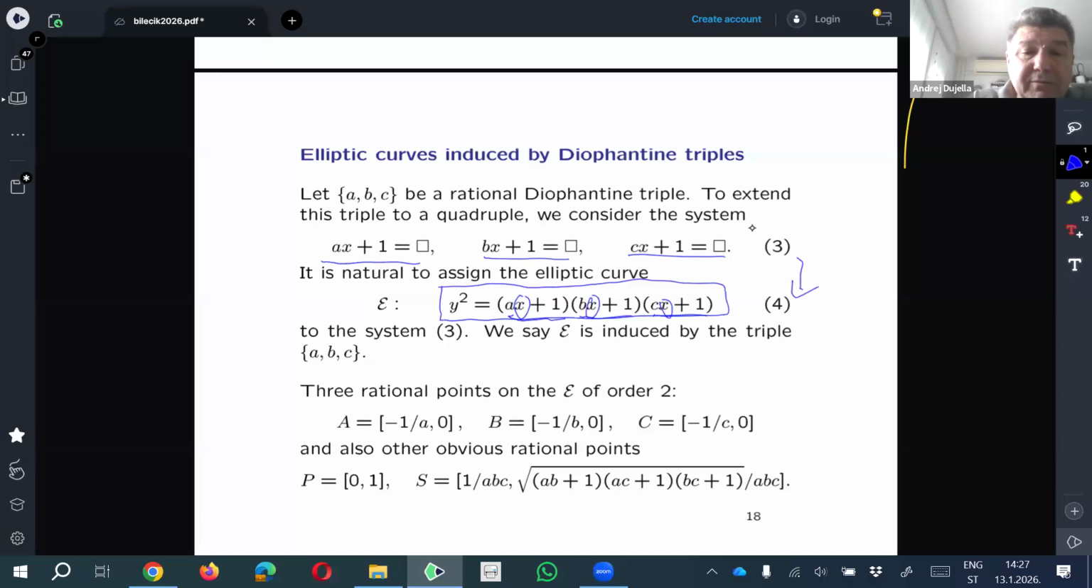But also with some more work, we can see that if we insert x = 1 over abc, then in the numerator we get a square, a square, b square, c square, and in the denominator we get ab plus 1, ac plus 1, bc plus 1, which is a square by definition of Diophantine triples. So in general, we have these two additional points, and both points are interesting. We will see soon one and the other reason.